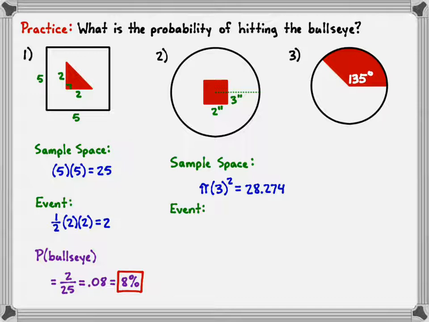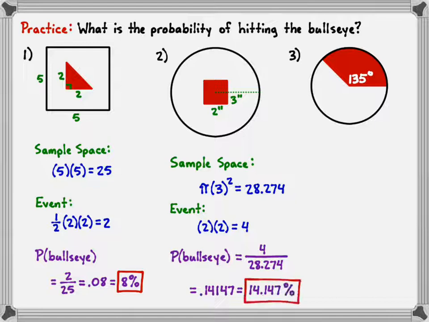So the area of that square is going to be 2 by 2. I know this little 3 here makes it a little confusing. The 3 represents the radius of the circle, not the height of this quadrilateral here. The height is a square, and we're assuming that here that's a square, but 2 by 2, which is 4. So the probability of hitting the bullseye would be 4 out of 28.274, which is 0.14147 or 14.147%.